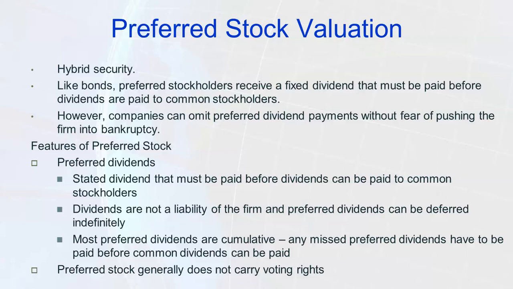Preferred dividend basically is a stated dividend that must be paid before dividends can be paid to common stockholders. Dividends are not a liability of the firm, and preferred dividends can be deferred indefinitely. Most preferred dividends are cumulative, so any missed preferred dividends have to be paid before common dividends can be paid. And preferred stock generally does not carry voting rights.